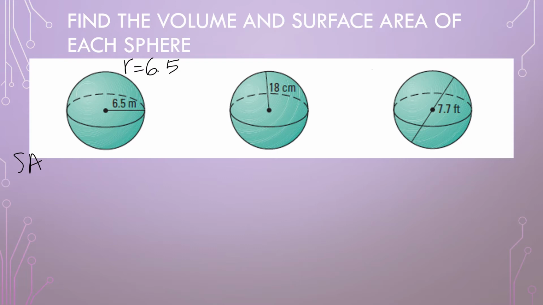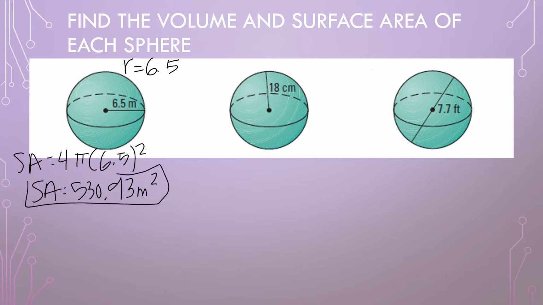So for the first one, the radius is 6.5. So surface area is 4 pi times 6.5 squared. You can just plug that all in your calculator. Make sure you use parentheses. You get 530.93 meters squared. Surface area is square units, volume is cubed units.